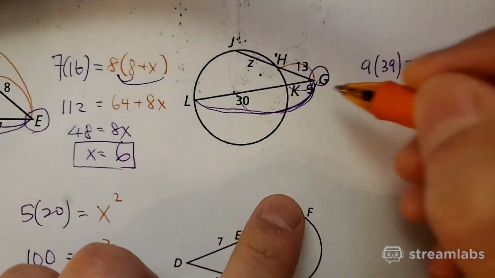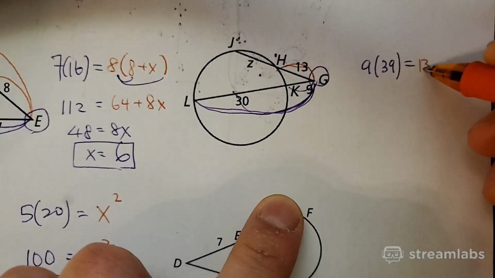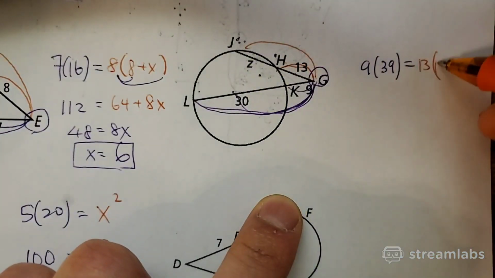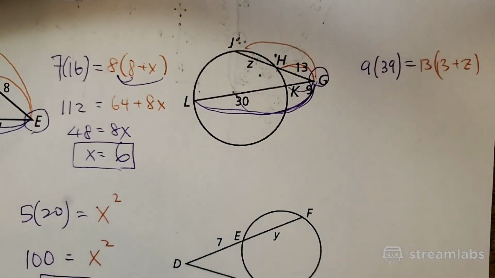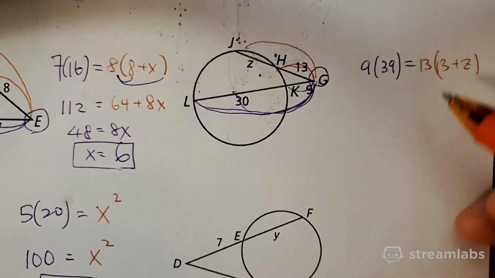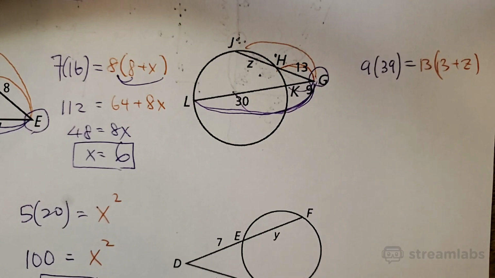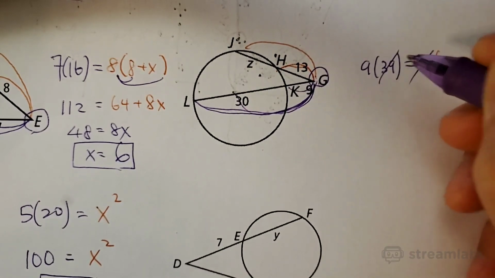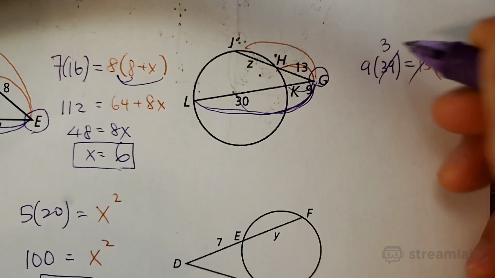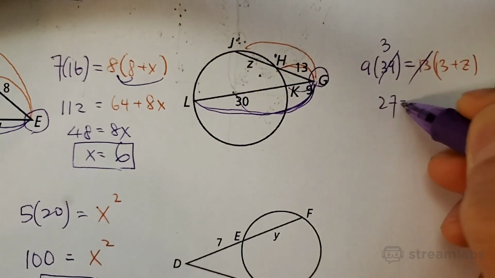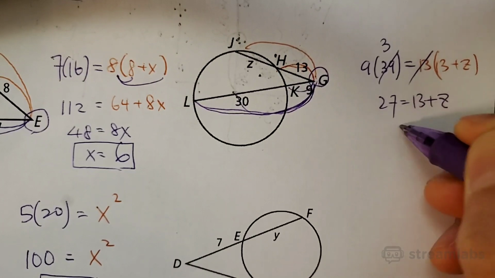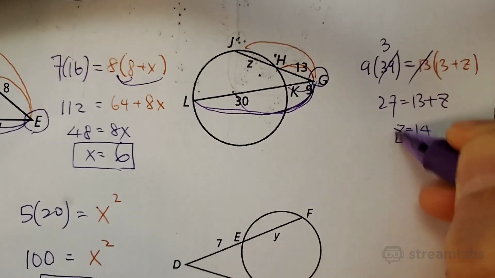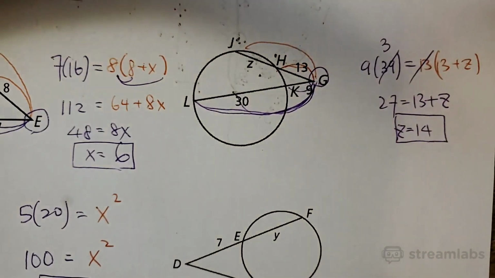It will be 13 times 13 plus z. And then you can simplify first, or you can multiply out all the way. You can cancel out the 13 and 39, dividing both sides by 13, so you get 3 left. So 27 is 13 plus z, so z is naturally 14.